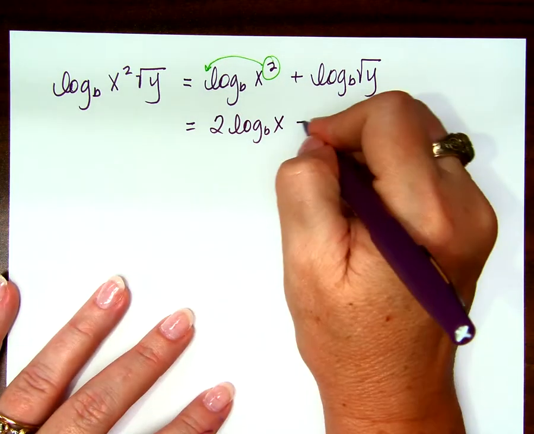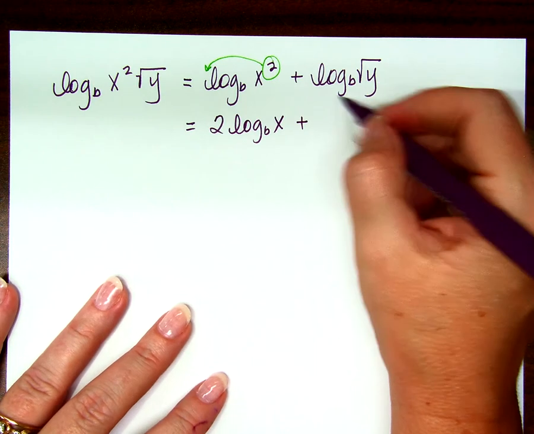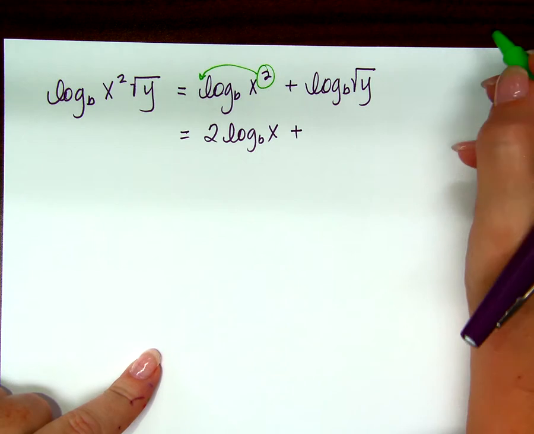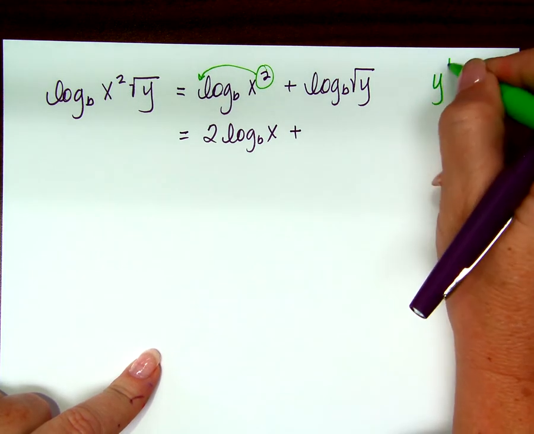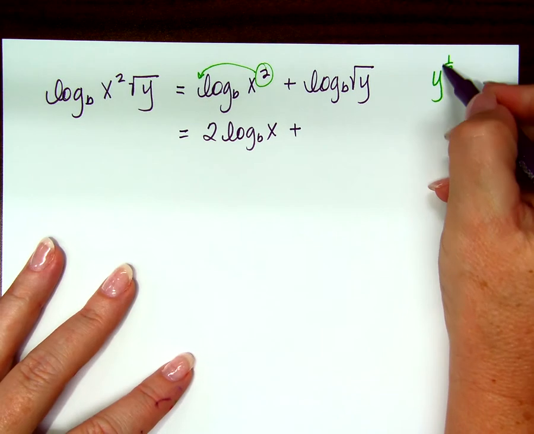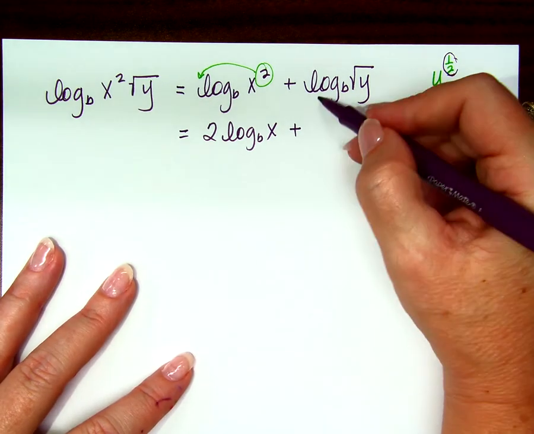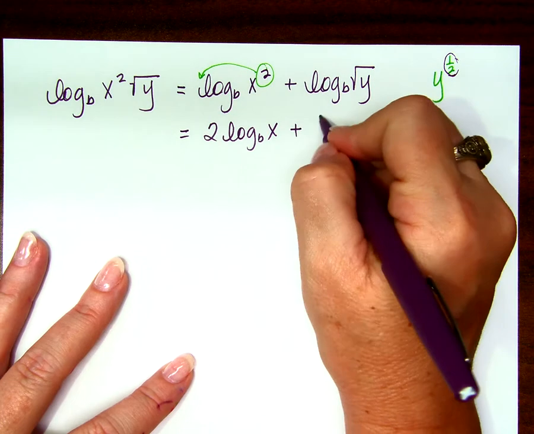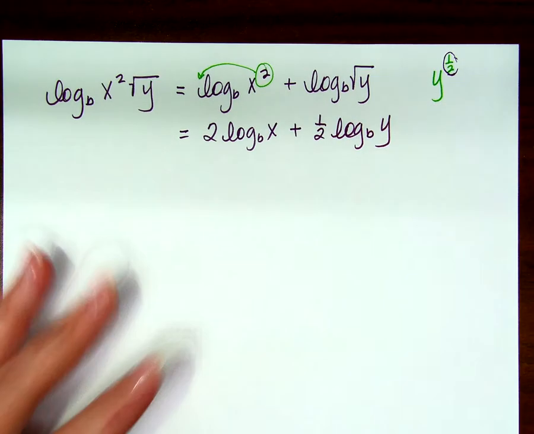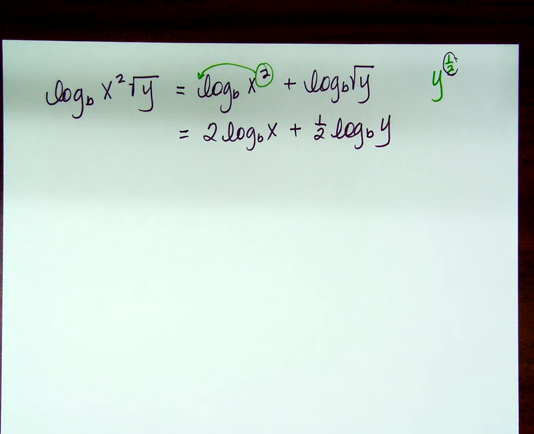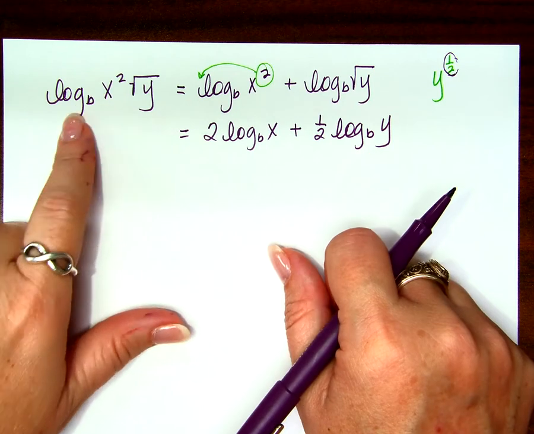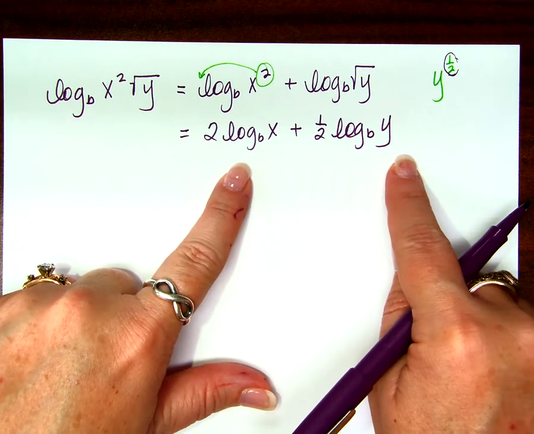We also don't want to leave roots inside logarithms because we know that roots are really exponents, right? That's really y to the 1/2 power, isn't it? Well, if it's y to the 1/2 power, can't the 1/2 also come down in front as a multiplier? 1/2 log base b of y. So this sentence right here says the same as our original problem. This is just expanded.